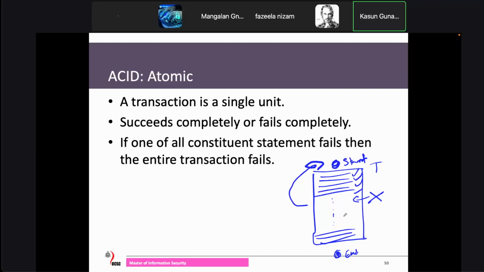So it succeeds completely or fails completely. If one of the constituent statements fails, then the entire transaction fails. That is the atomicity. This is an atomic unit transaction, so we have to see it as a single unit. If a database management system supports this property, it is supporting the atomic property in transactional databases.